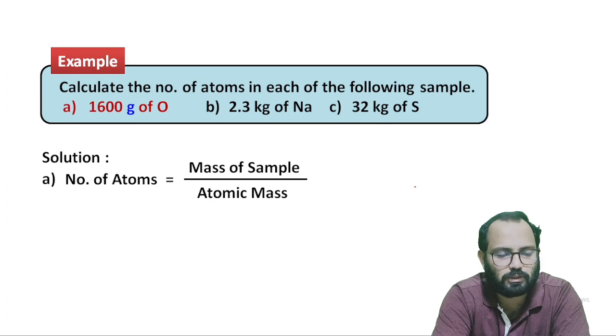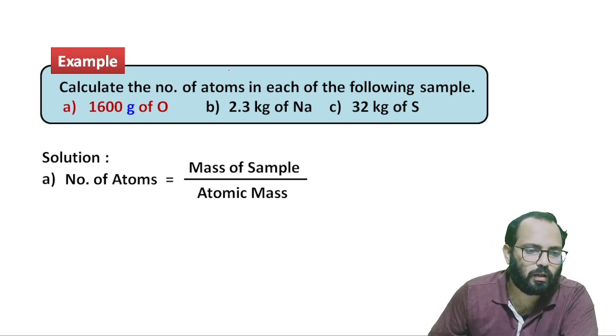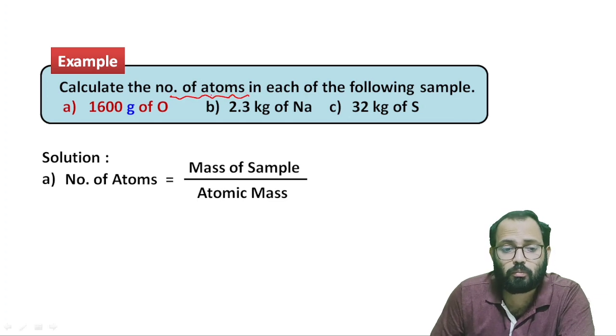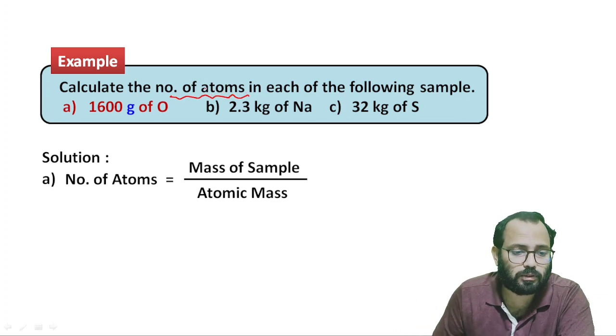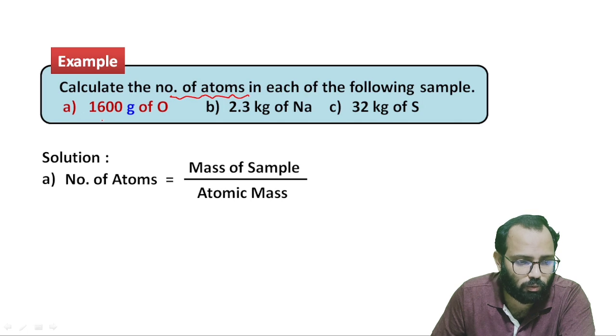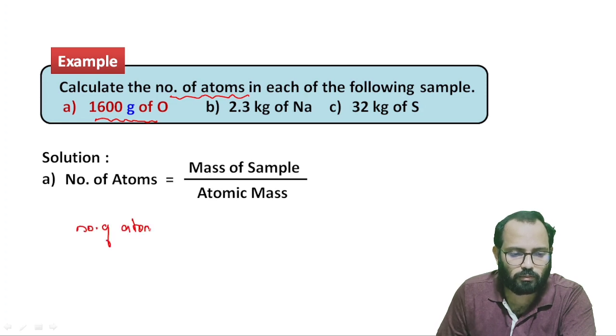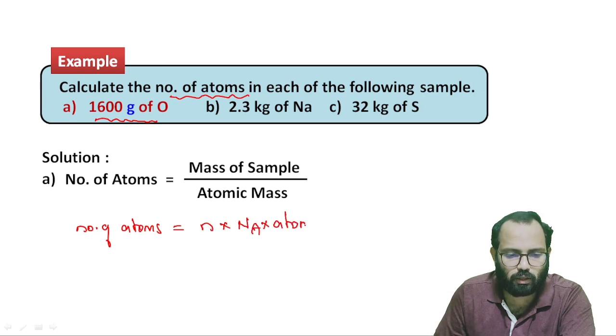We'll go with these questions as well. Now we have to calculate the number of atoms, not the number of moles. Okay, let's take a look. Number of atoms in 1600 gram of oxygen. Number of atoms, what is the equation? We have studied already, right? Number of atoms is equal to n into Na into atomicity.